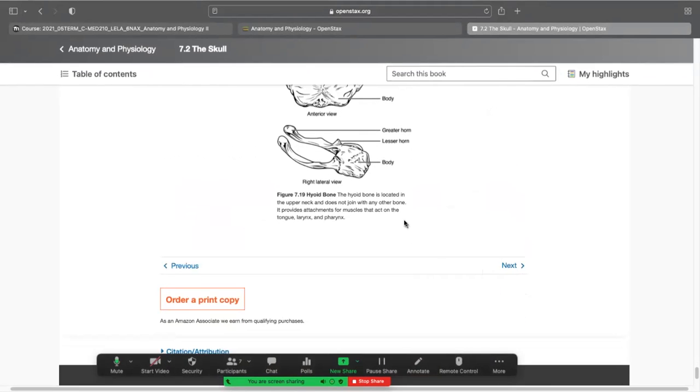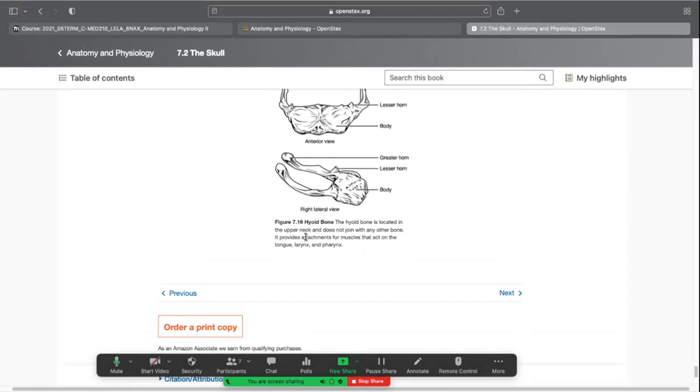Okay. And its function really is for attachments to the muscles for your tongue, larynx, and pharynx. Remember, your larynx is your voice box, pharynx is your throat.